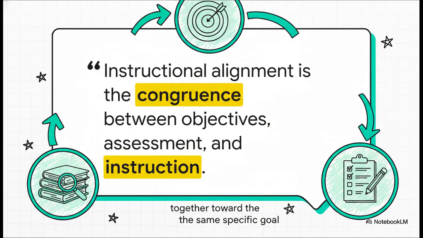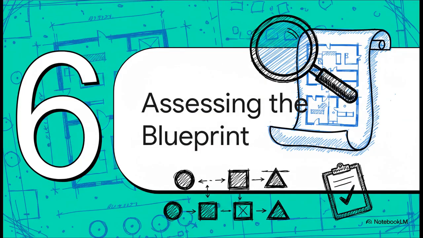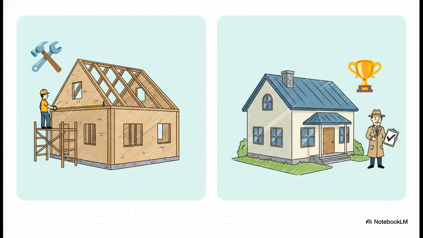No surprises. Okay, so let's talk a little bit more about that final piece of the puzzle, the inspection, or as we call it, assessment. How do we make sure our blueprint was actually built correctly? Well, there are 2 main ways we inspect the work. Formative assessments are like the in-progress checks. They're the little check-ins you do during construction. You know, like making sure a wall is perfectly level. They give you feedback so you can make adjustments as you go.